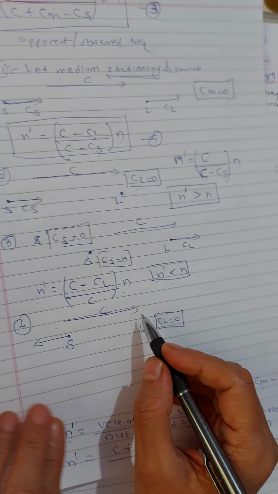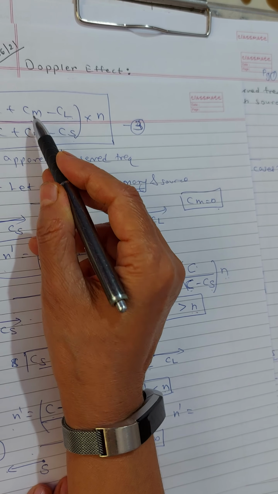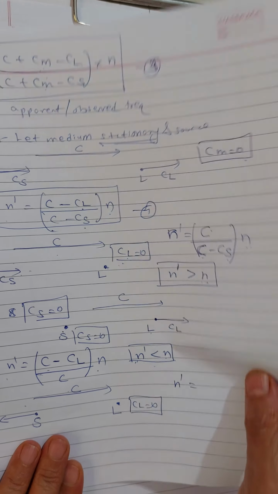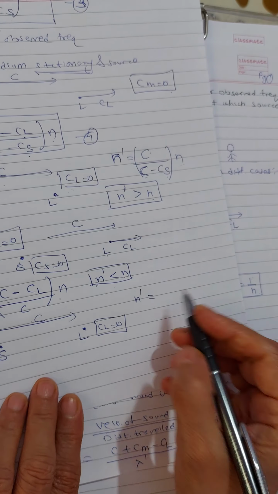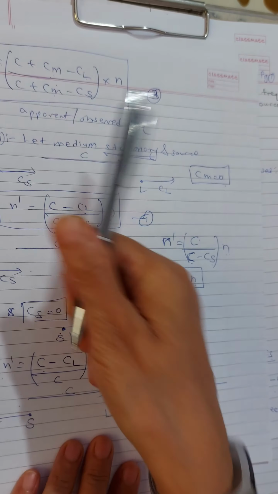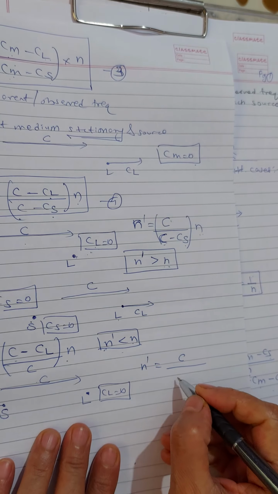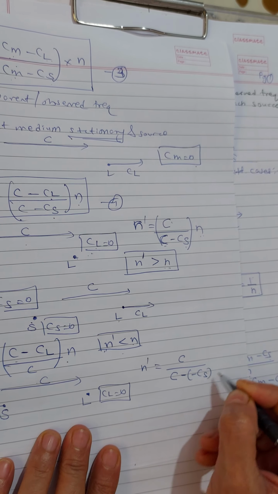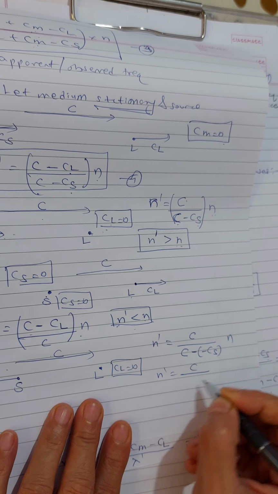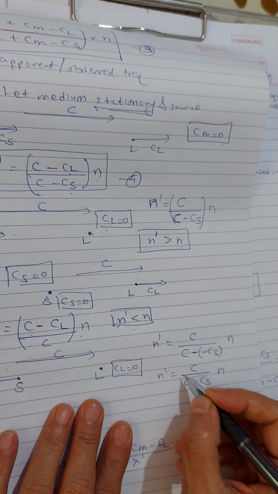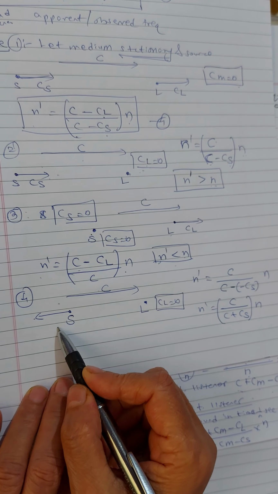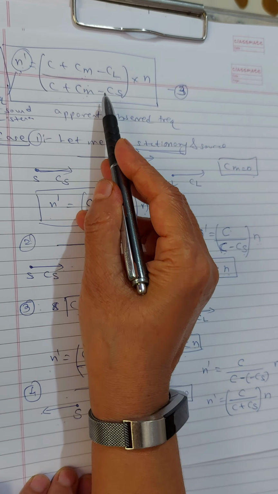So the first job in the expression: N dash is equal to, Cl is 0, Cm already 0, so C divided by C plus Cs. Here, because the direction has changed, what will I say? N dash is equal to C divided by, with Cm 0 and Cl 0, down I have C minus of minus Cs into N, which gives C divided by C plus Cs into N. Because the direction is on this side, definitely I'll have to write the minus Cs. So this is a minus sign, so minus minus plus.